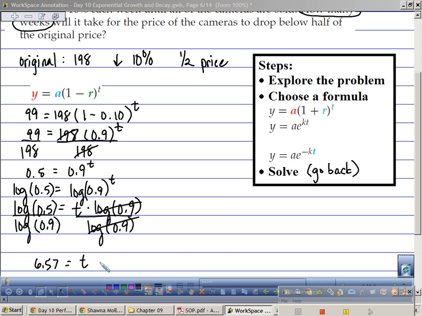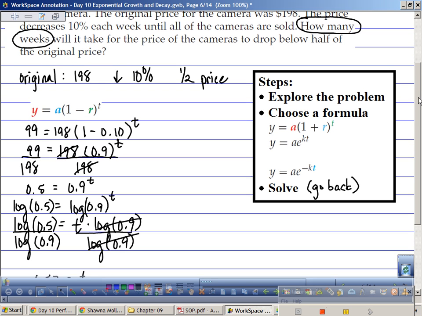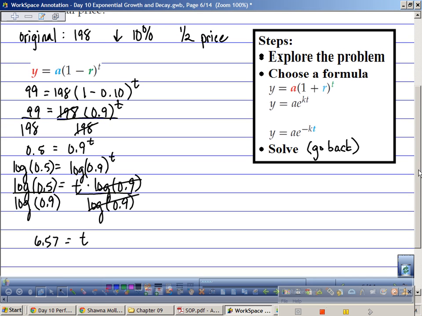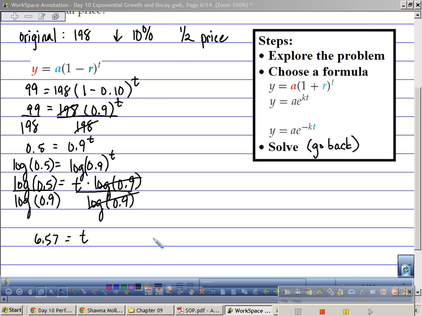All right, I got t equals 6.57. What were we trying to find again? How many weeks? Can you have 6.57 weeks? No, so how many weeks would it take for that camera to be half off? 7 weeks. So it would be about 7 weeks.